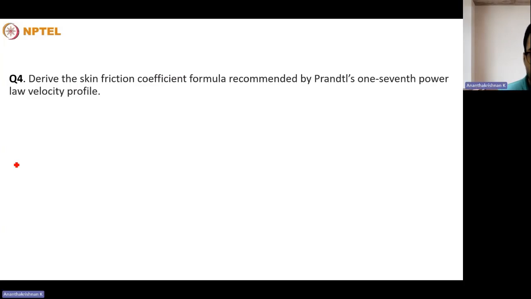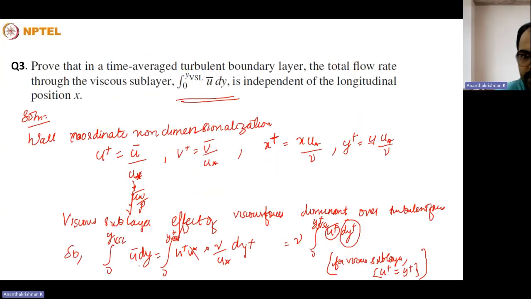We have seen in the lecture, and in the previous question as well, that u plus is equal to u bar by u star. So we have a relationship between u plus and y plus. In the previous case for the viscous sublayer, we have seen that u plus is equal to y plus straight away. But for the turbulent layer, this velocity profile is not valid. We have to go for some other alternative velocity profile.